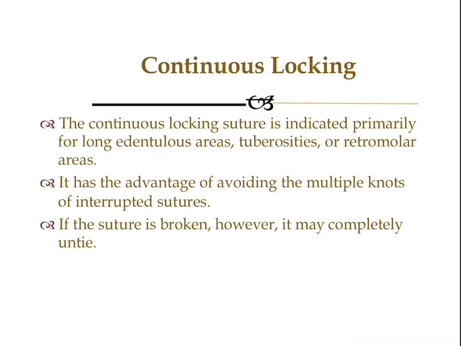Talking about the continuous locking suture, the continuous locking suture is indicated primarily for long edentulous areas, tuberosities, or the retromolar areas. It has an advantage of avoiding the multiple knots of interrupted sutures. If the suture is broken, however, it may completely untie.